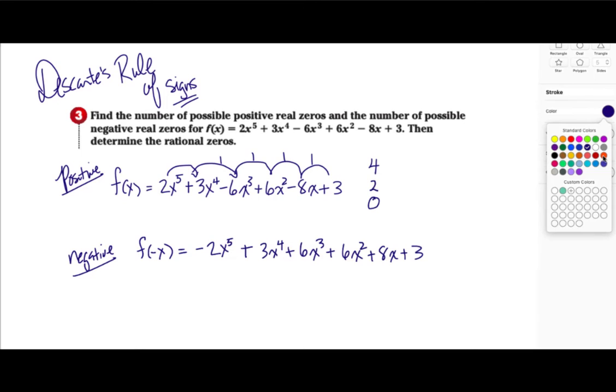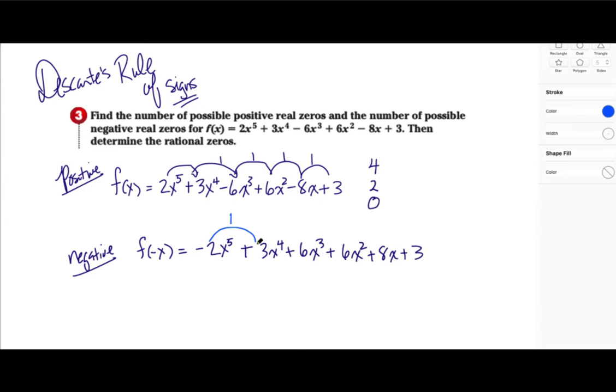Then, I think you probably guessed it, I'm going to check for sign changes. The sign does change here. That's 1. The sign does not change here or here or here. So we only have 1 sign change. So this tells me there's a possibility of 1 negative root and 4, 2, or 0 positive roots.